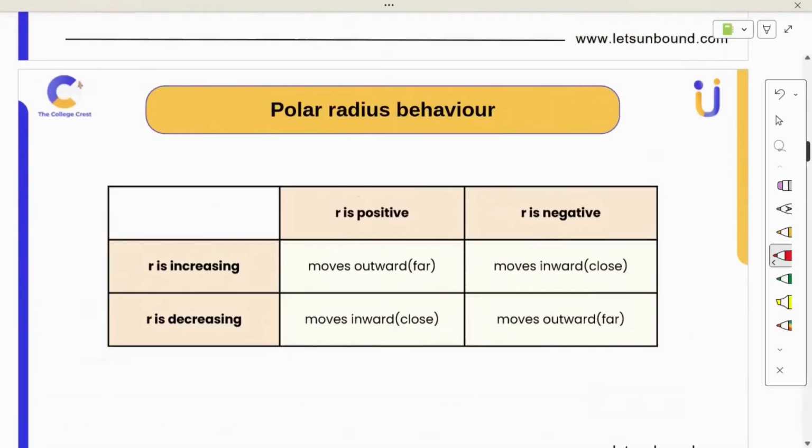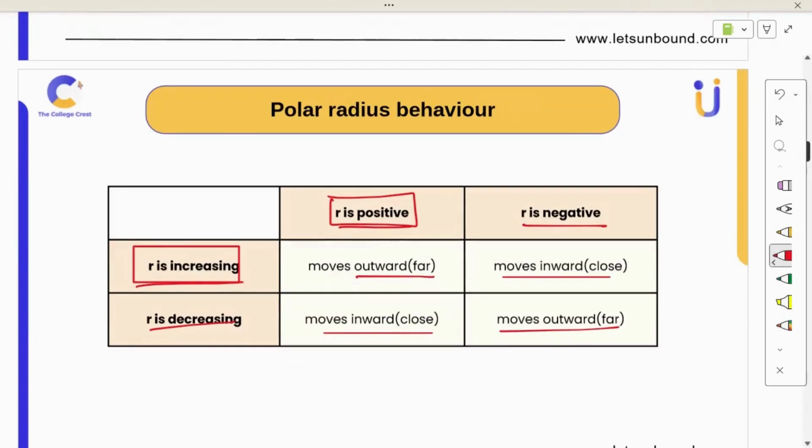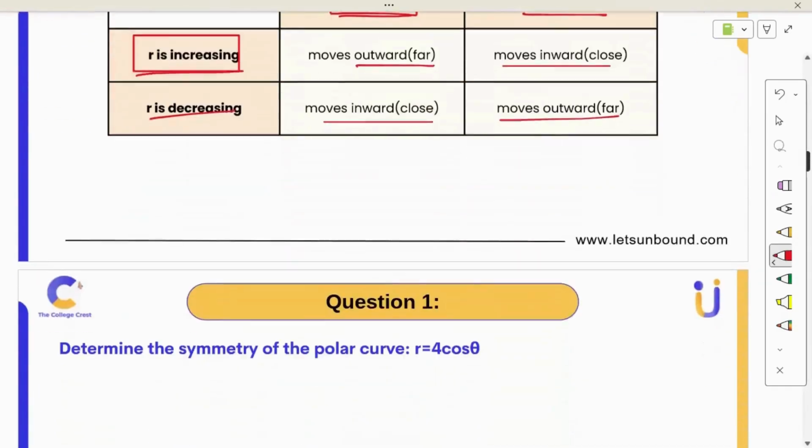And polar radius behavior: if r is positive and r is increasing, then the distance from the pole increases, so the point will move outward, right? When r is negative and r is increasing, it moves inward, that is, it's getting closer to the pole. And when r is positive and decreasing, it moves inward, closer. When r is negative and r is decreasing, it moves outward. So this also we will be using, mostly for the distance from the origin to whichever point we have taken.